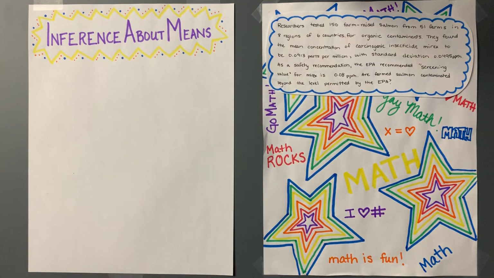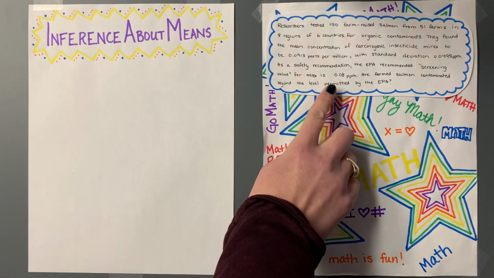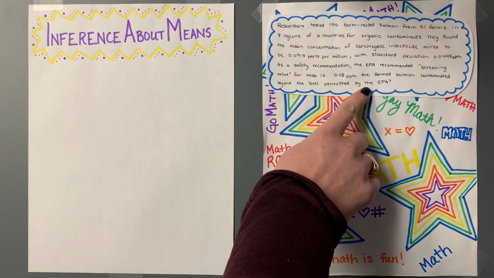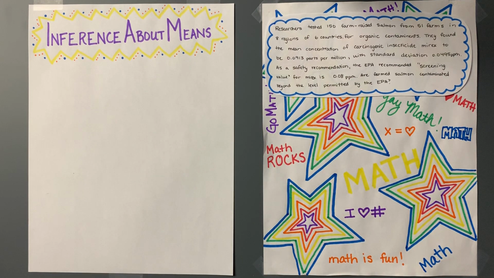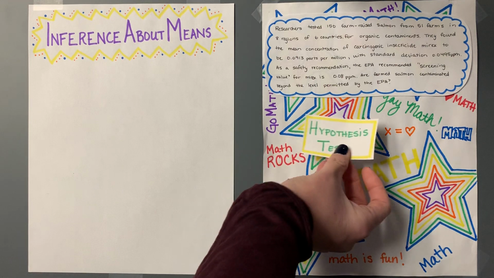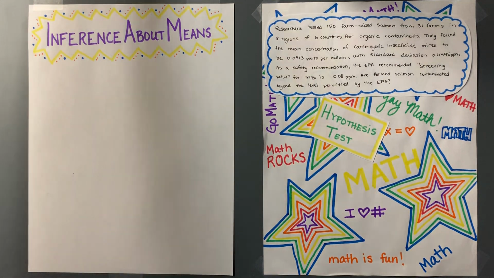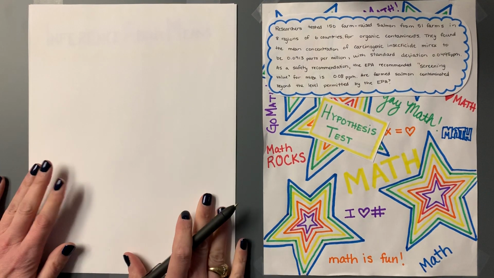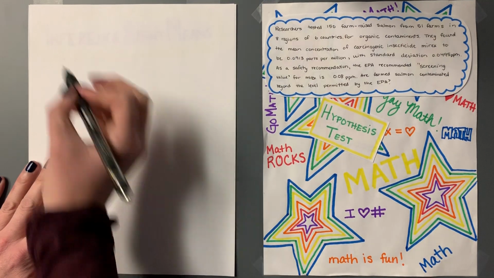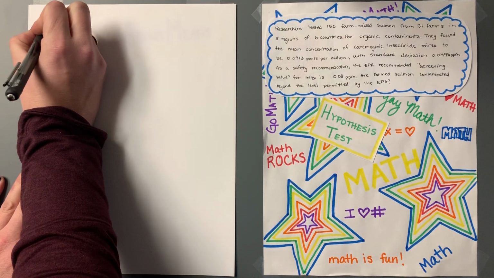So to start this problem, we need to start with the question posed here: are they contaminated beyond the permitted level set by the EPA? And this is going to be a hypothesis test. So to do this hypothesis test, the first thing we want to do is identify the parameter of interest.